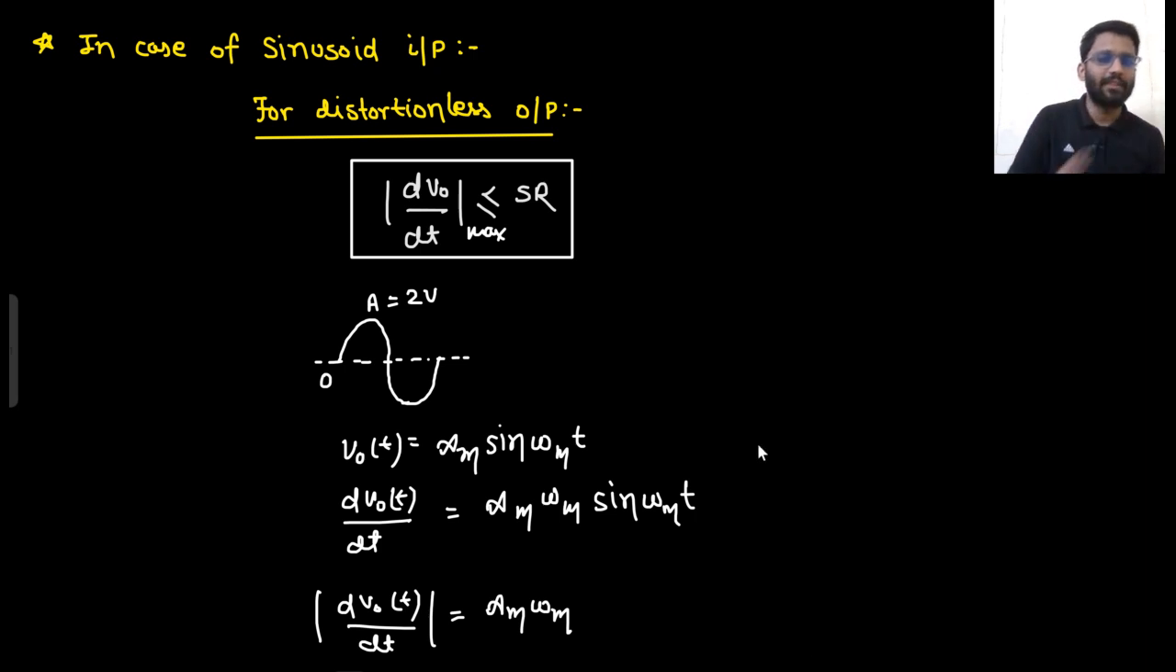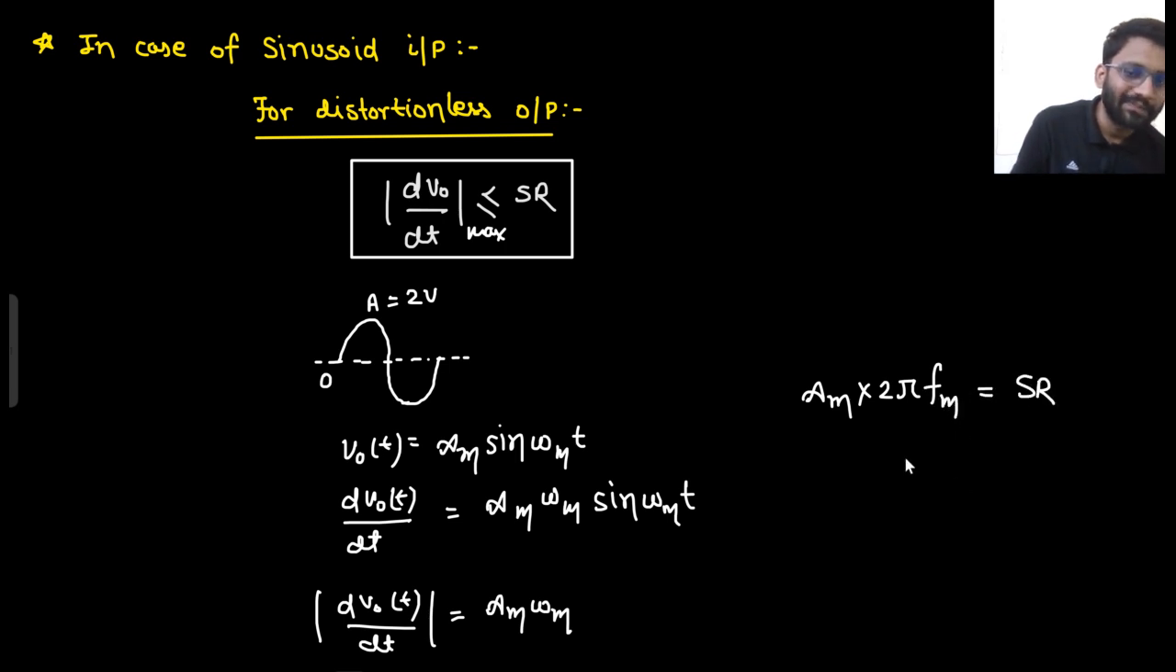So this should be less than the slew rate. So AM omega m, where omega m you can write as 2 pi Fm, should be less than the slew rate. So the value of Fm you get is the slew rate divided by 2 pi AM, and Fm should be less than that.